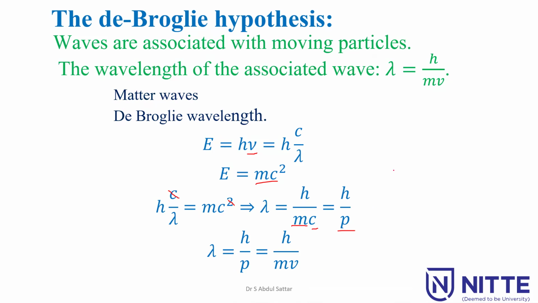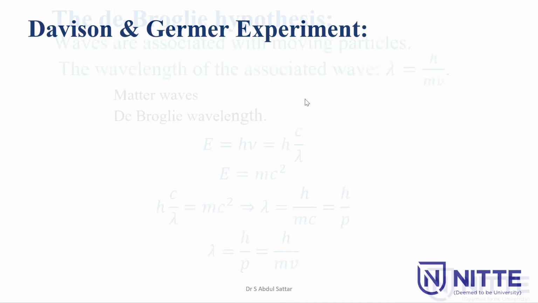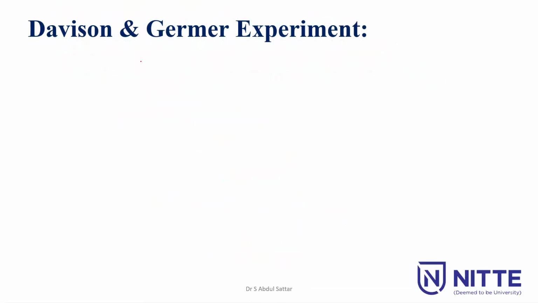De Broglie just gave the hypothesis, but he did not give any proof for it. So there is no experimental evidence for matter waves given by de Broglie. But the first experimental evidence for matter waves was given by Davisson and Germer. In that experiment, the results they got supported the de Broglie hypothesis.